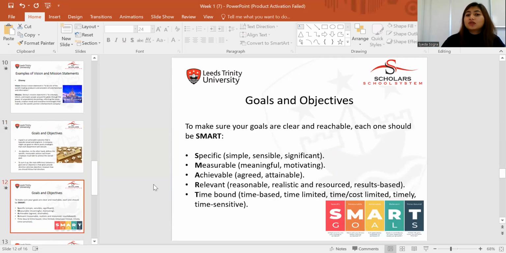So to make sure the goals are clear and reachable, each company should have SMART goals. So what is a SMART goal? S stands for specific, M for measurable, A for achievable, R for relevant, T for time bound.